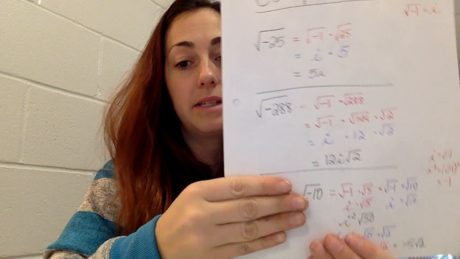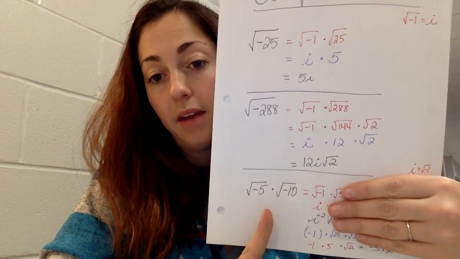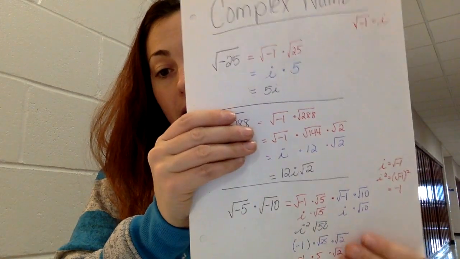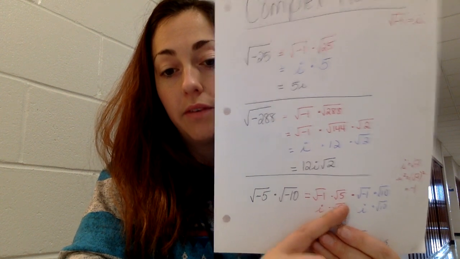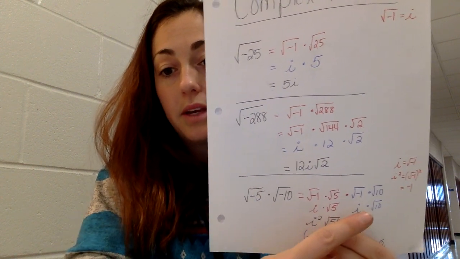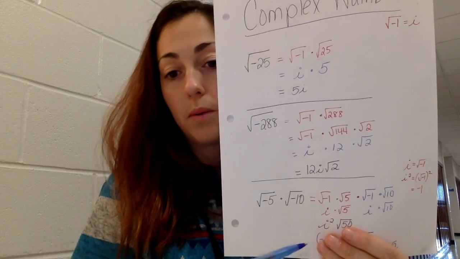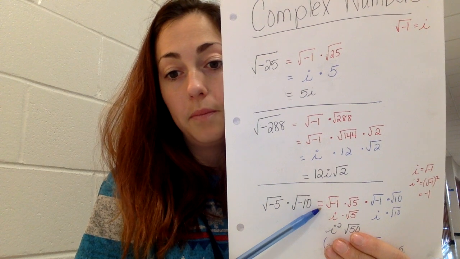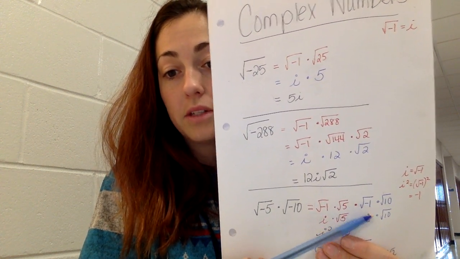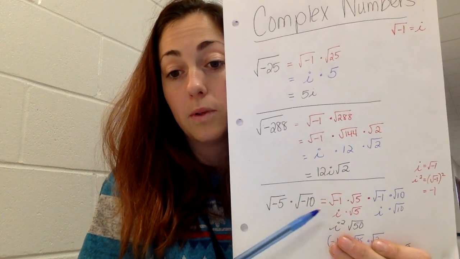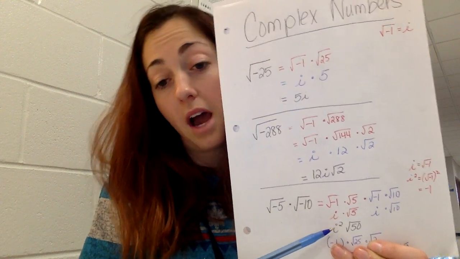And then sometimes it gets harder, say we have the square root of -5 times the square root of -10. You have to deal with each piece at a time. The square root of -5 is the square root of -1 times the square root of 5, and the square root of -10 is the square root of -1 times the square root of 10. Then you break down accordingly. The square root of -1 is i, the square root of -1 is i, and then the square root of 10 and the square root of 5, you just multiply to get the square root of 50. i times i is i squared.